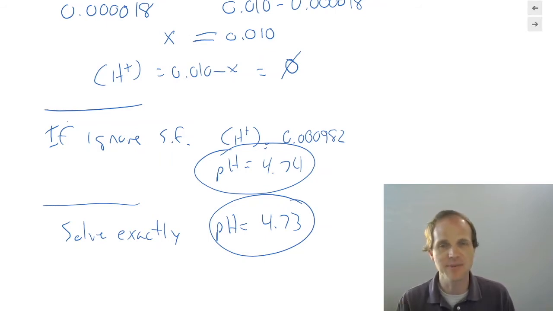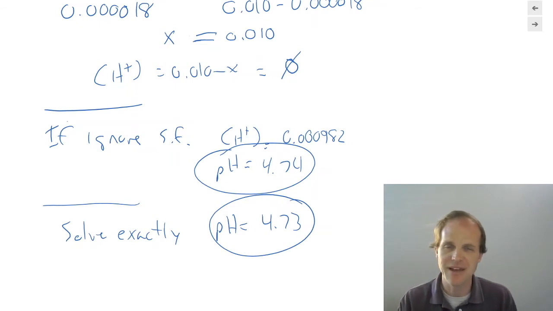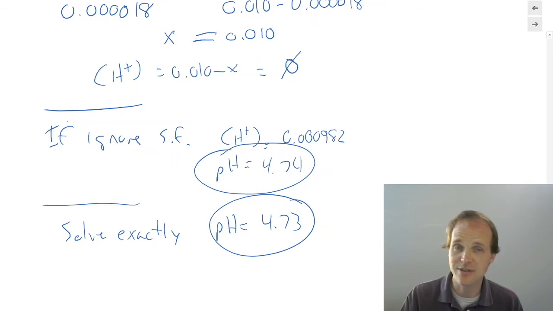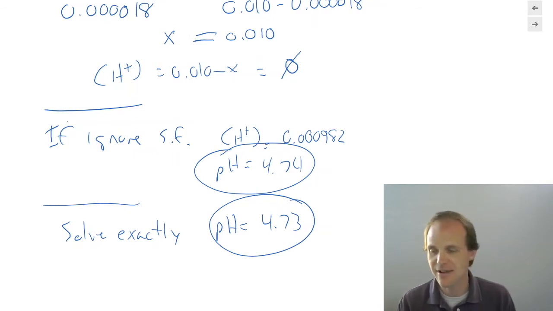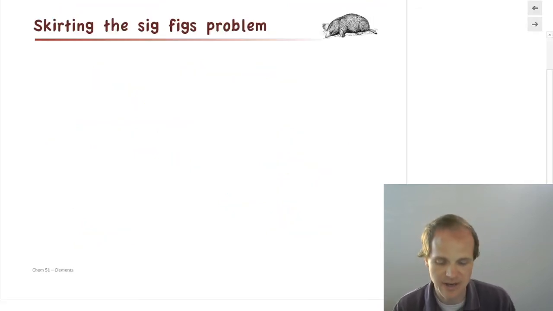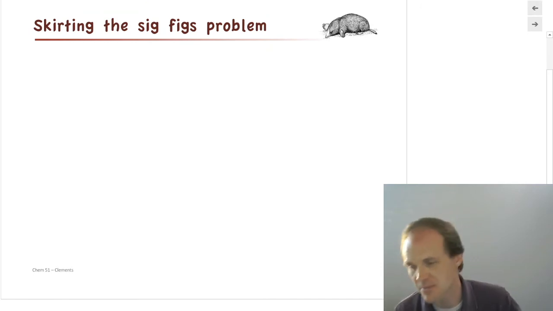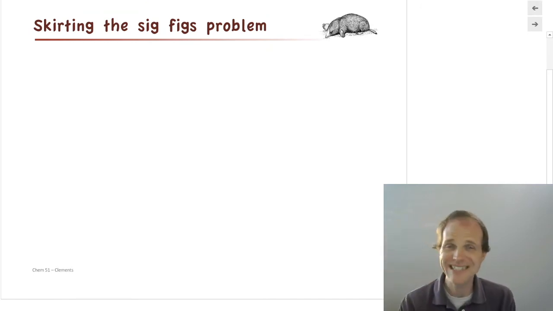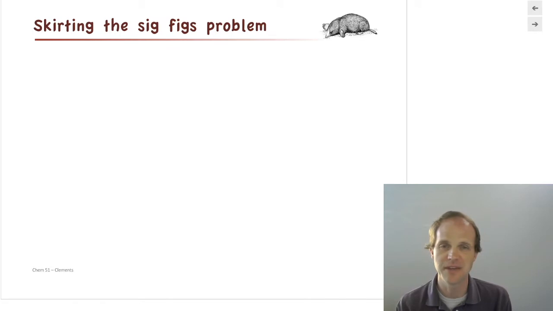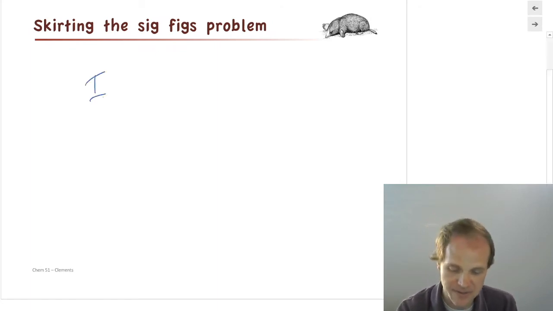But that's what happens. The pH doesn't change all that much. But we do have to figure out a way around that problem where we're like, hey, in order to solve this easily, we have to ignore significant figures. Let's see if we can figure out a way around that. How do we skirt that sig figs problem? And the reason we have a significant figure problem is not because the problem itself is flawed, but because our solution to it is flawed. We are ignoring the chemistry.